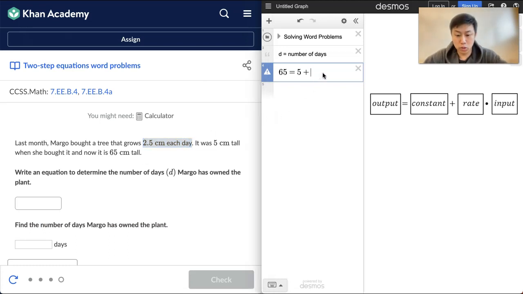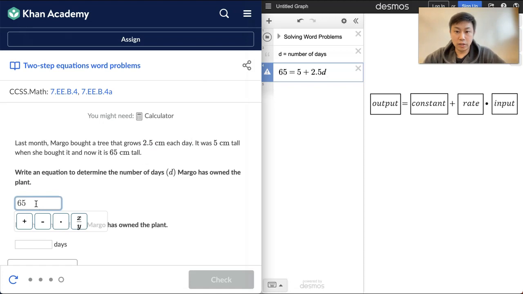Okay, so it grows by 2.5 each day. And then if you have a rate, you're multiplying it by the number of days, like that, 2.5 times D or 2.5D, right? There's our equation. Okay, so this is what should go on this first line. We're just writing the equation. It gives you that first step. And then once we solve this, it should give us how many days go by, right?